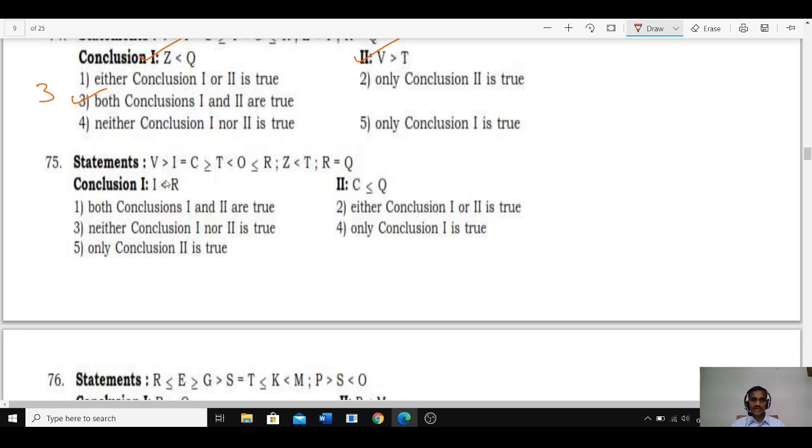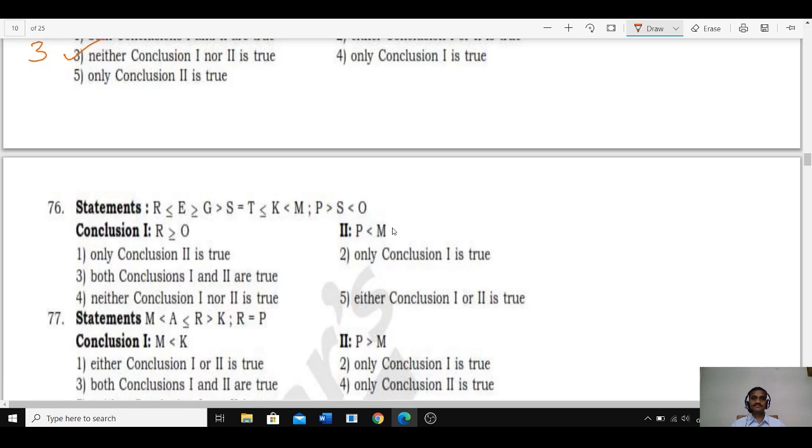Then coming to 75, I and R. I is here, R is here, greater than, lesser than, two opposite symbols, no relation. C and Q. C is here, Q is here. Which element is common? R. Take R in place of Q. R equals to Q. Now between C and Q, two opposite symbols, no relation here, neither 1 nor 2. Choice 3 is the answer, 75.